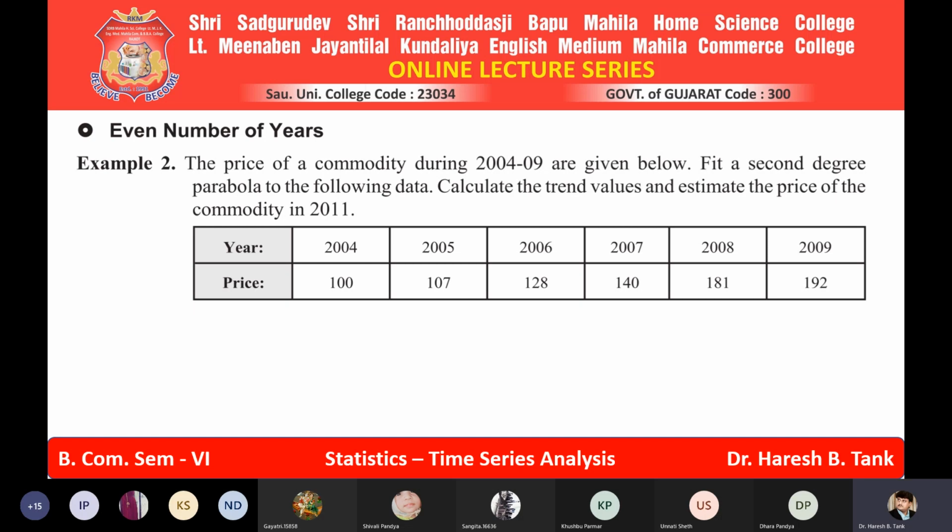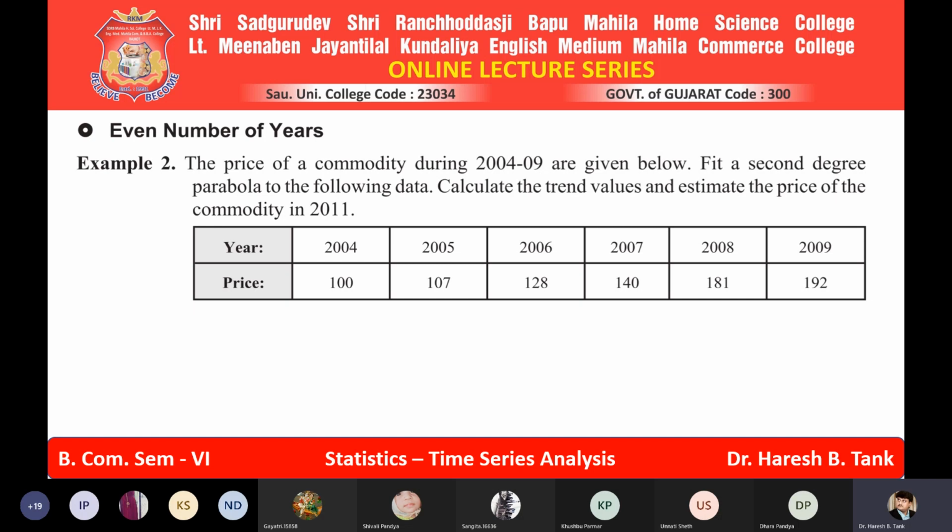Okay, up to the last lecture, we have seen many examples related to the method of least squares. In the method of least squares, there are two different methods. One is linear and second is non-linear, or you can say second degree parabola, or you can say a quadratic trend line. All these words are same. In short, in method of least squares, there were two different types. One of the types was linear.